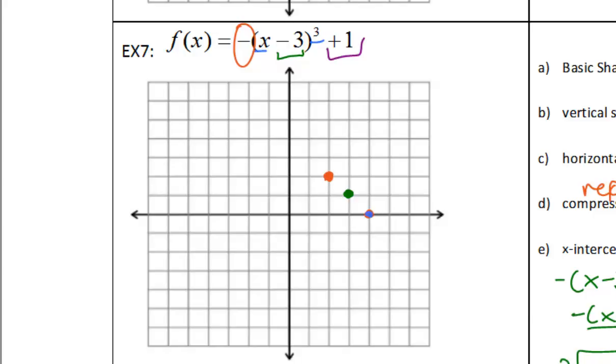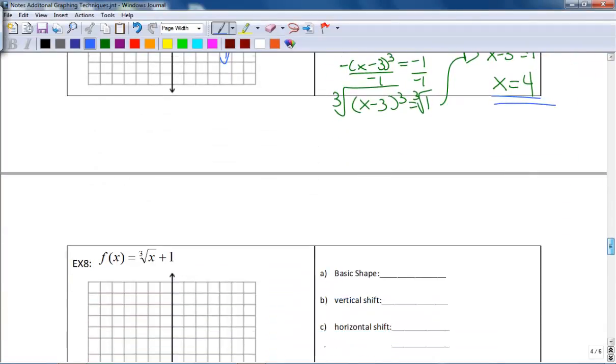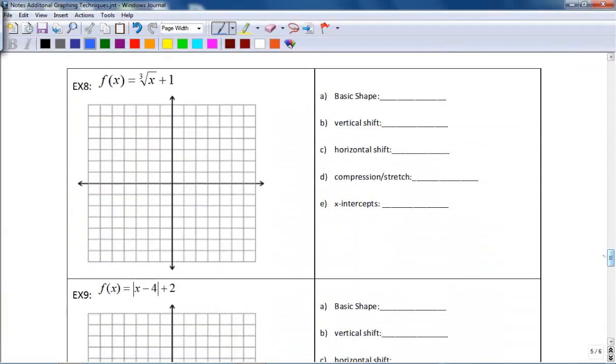Great. So now just make sure it's got the same shape as your basic shape, which is kind of like that stretched out n. Well, a backwards n at this point because we're reflected. And we're done. All right, the next video is just going to have 3 more examples of this.